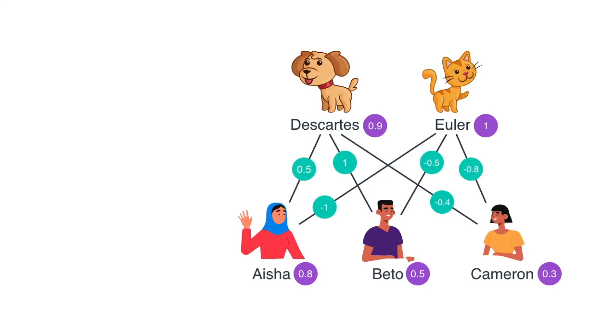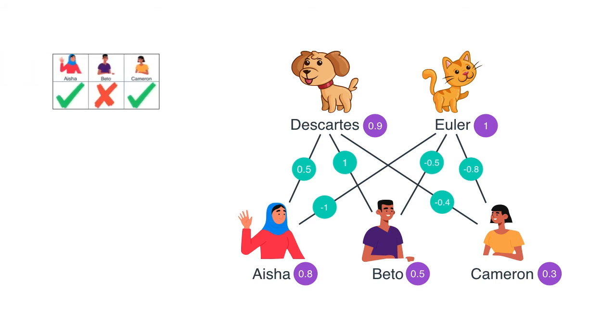Now we pick a new data point, which is this one again, where Asia and Cameron showed up, but not Beto. And we don't know what the deal is with Descartes the dog and Euler the cat, since we only have information about the 3 people. So let's figure out, as we learned before, what are the probabilities of Descartes and Euler showing up, given that Asia and Cameron showed up and Beto didn't.